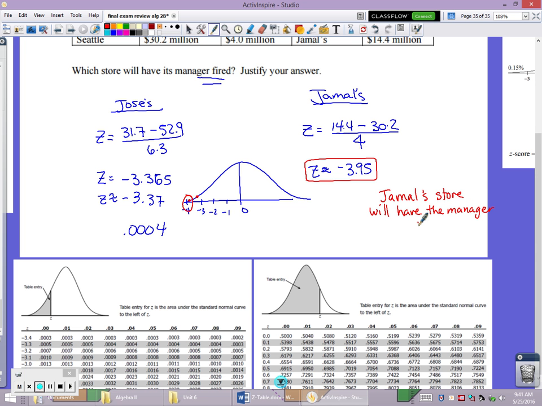I hope they do an analysis and check to see if it is really just the manager or are there other issues. Jamal's store will have the manager fired.